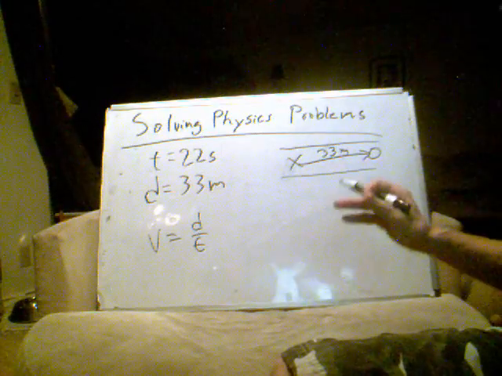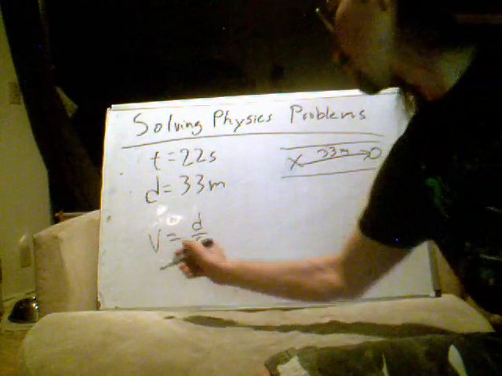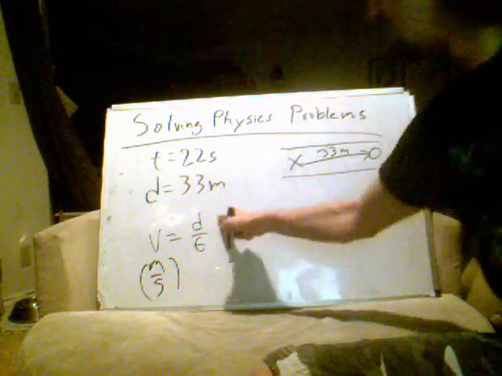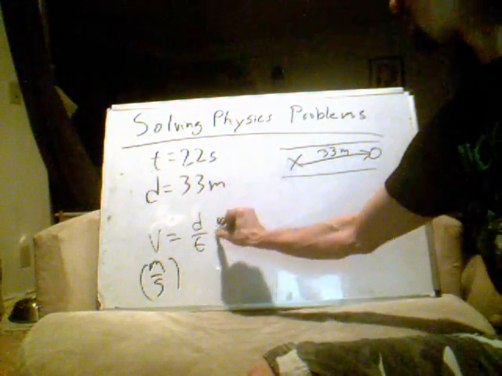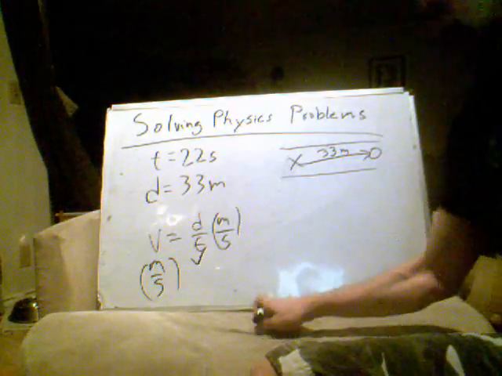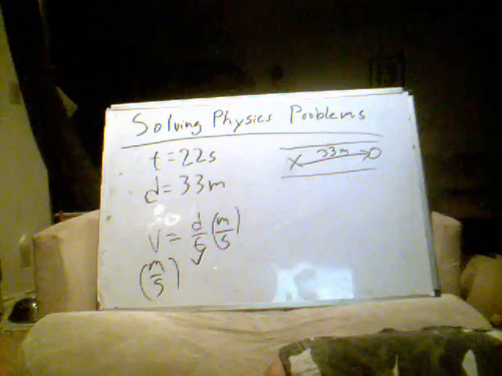Now, just to make sure that we're not crazy, the units for velocity are meters per second, right? The unit of distance is meters, the unit of time is seconds, so meters per second equals meters per second. We are good. Everything checks out.